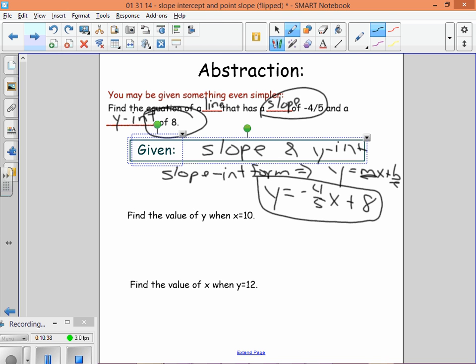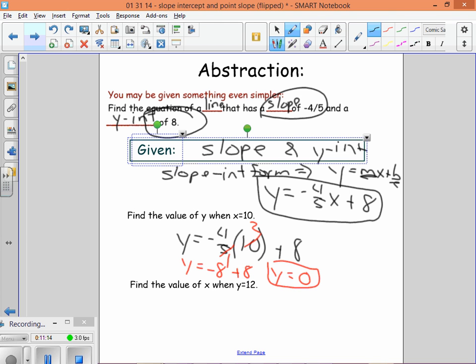I always, always, always leave x and y as x and y so that I have an equation that means something. If I replace those with numbers, there's no power in it. Now all I have to do is answer these questions. Find the value of y when x is 10. Y equals negative 4/5 times what x is, 10, plus 8. I can reduce this. The 10 and the 5 have a common factor of 5, so 1 and 2. I am left with y equals negative 8 plus 8, so y equals 0.